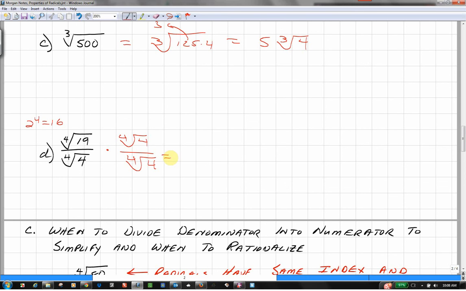So now my numerator is going to be 76, and my denominator will be the 4th root of 16. There is no perfect 4th power that I could pull out of 76. So that's as simple as it's going to get, and my denominator would be 4.